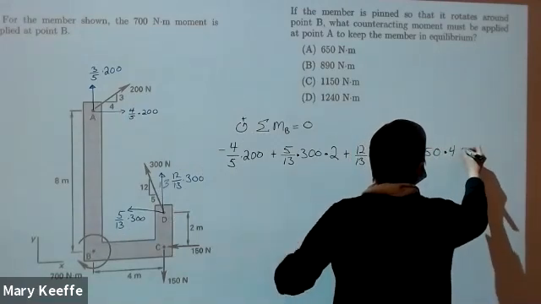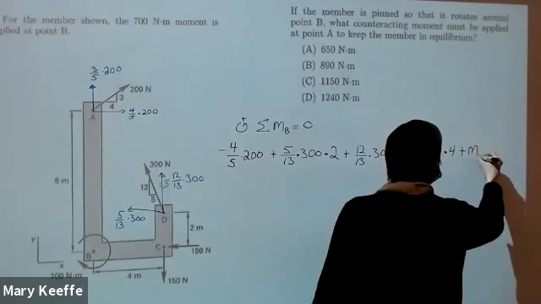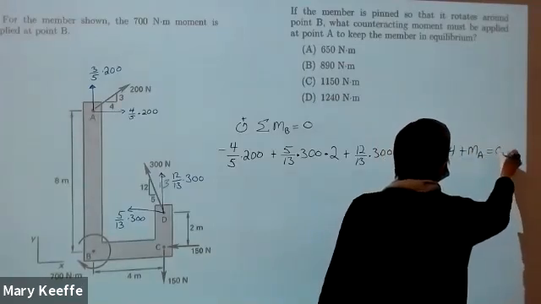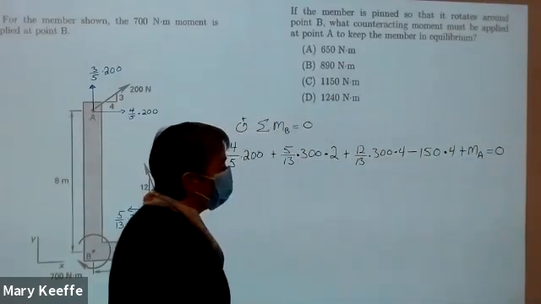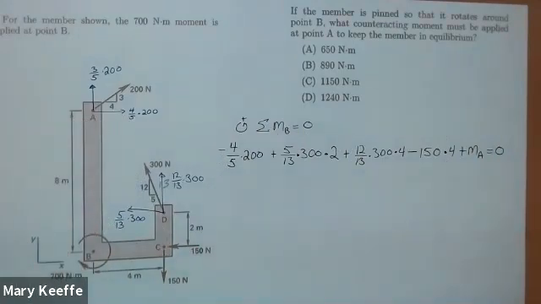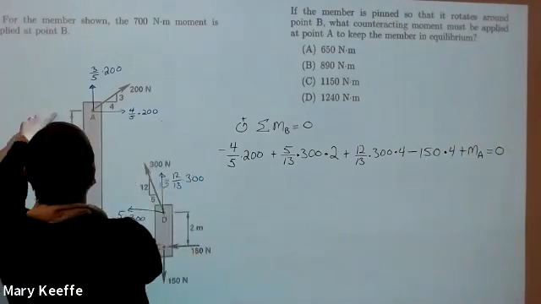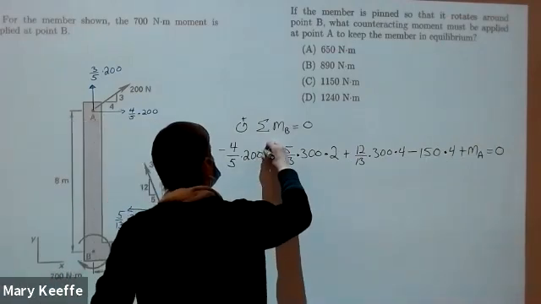And then I got to put in that moment of A, because when I add that in, that's going to give me my 0. And I solve for moment of A. Wait, sorry, the 4/5 times 200, why is that not multiplied by 8? It should be, thank you. Yes, times 8.